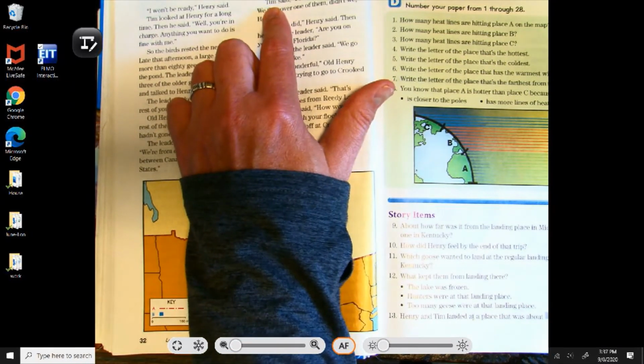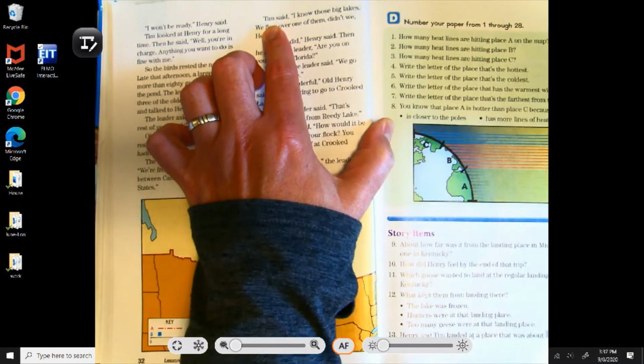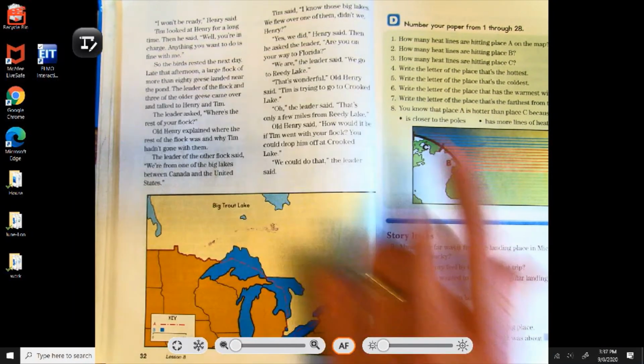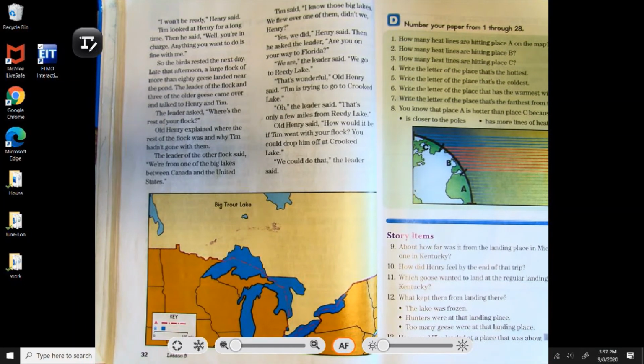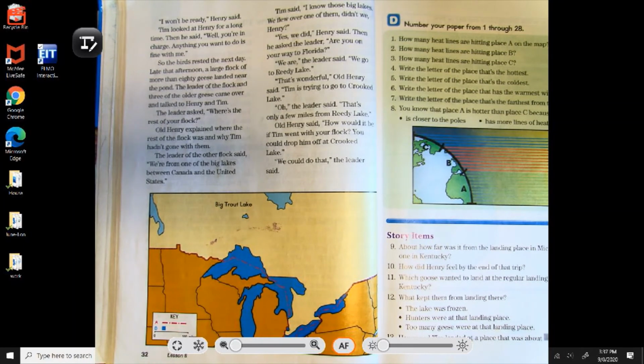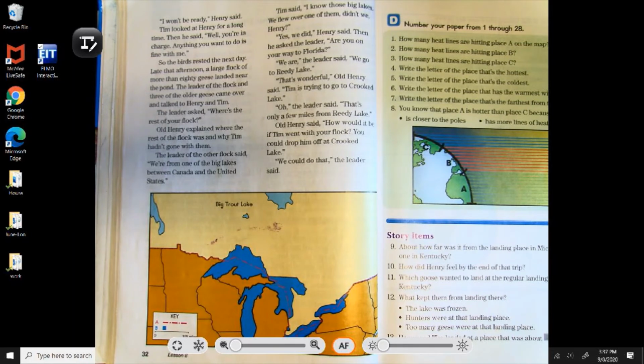Let's finish our story. Tim said, "I know those big lakes. We flew over one of them. Didn't we, Henry?" "Yes, we did," Henry said. Then he asked the leader, "Are you on your way to Florida?" "We are," the leader said.